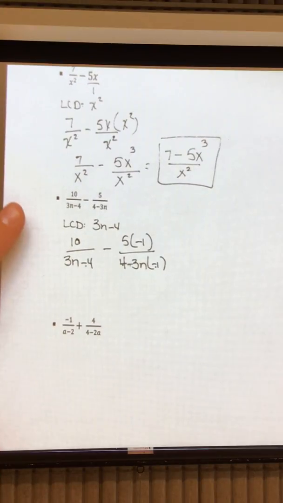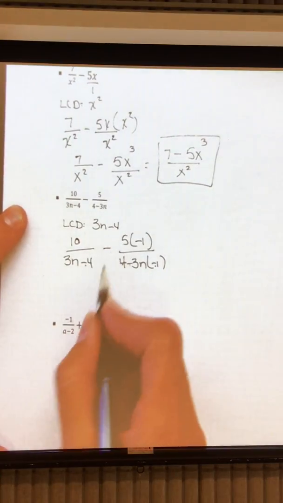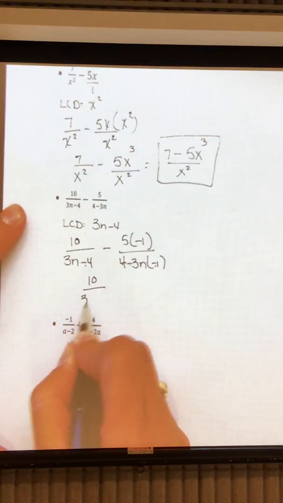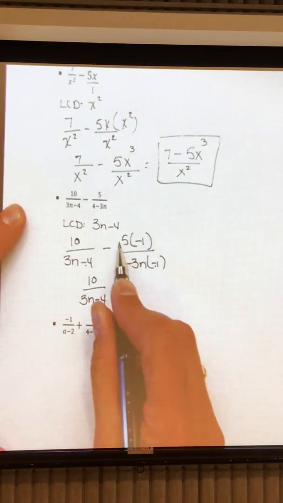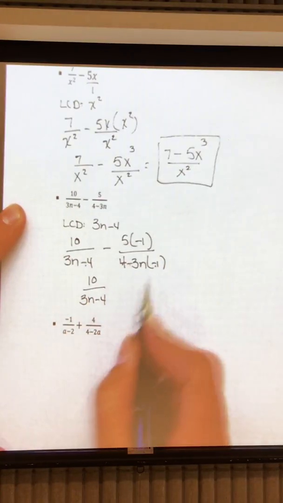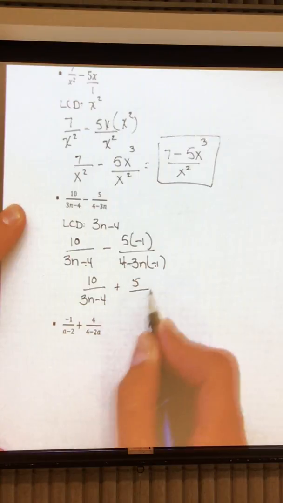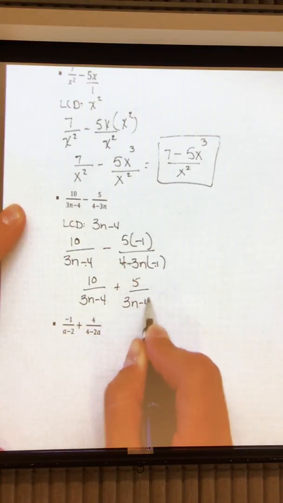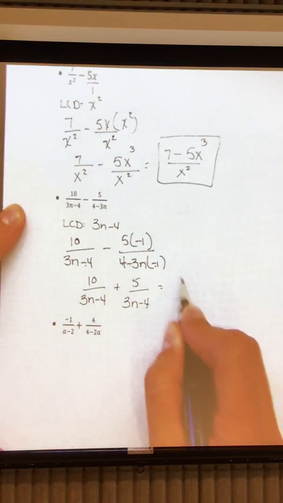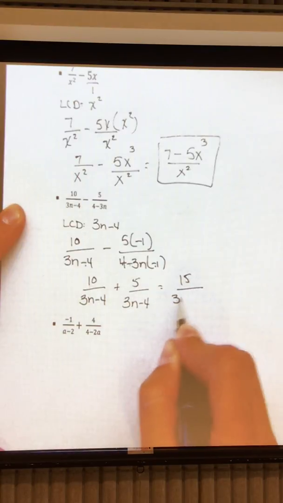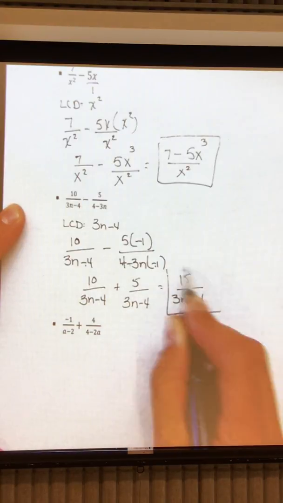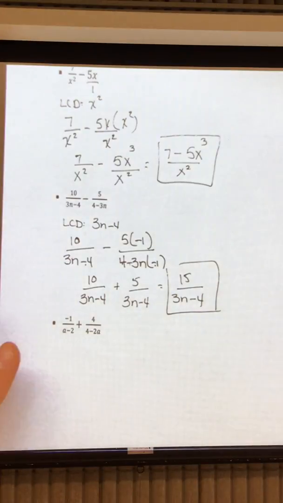So let's combine the numerator. We have 10 over 3n minus 4. Here you have a negative times a negative, which becomes a positive, 5 over 3n minus 4. 10 plus 5 is 15 over 3n minus 4. And that is our final answer.